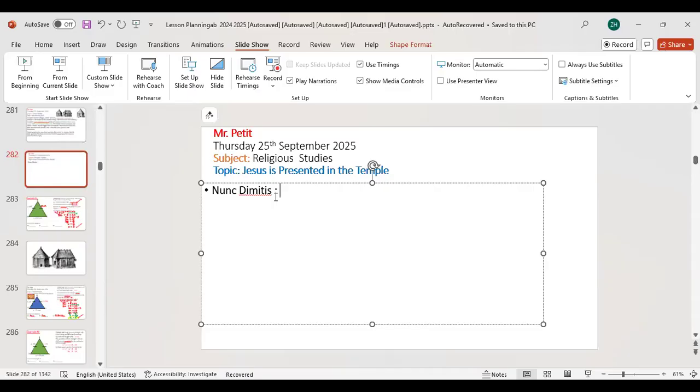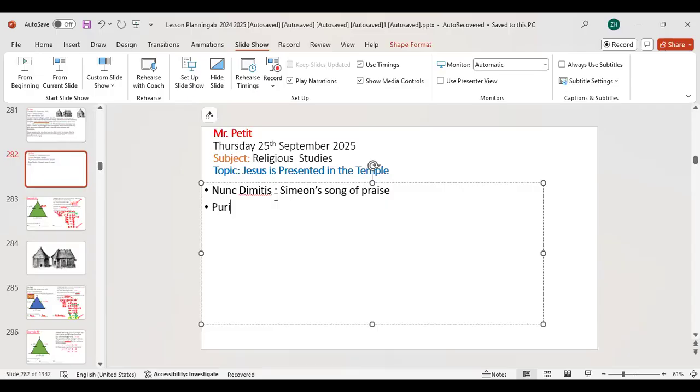So Simeon's song of praise. Now, Simeon was one of the persons Jesus met when he was being presented at the temple. So Simeon's song of praise. Then you have purification.